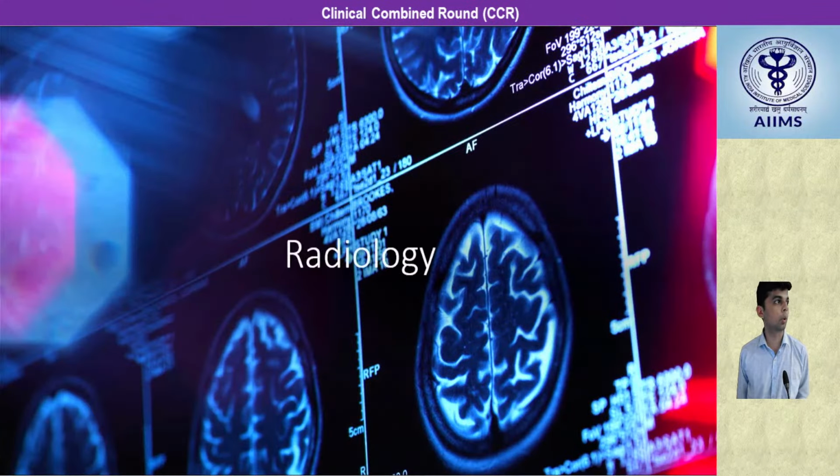So following a routine protocol, we moved on to begin with our X-rays for these patients. And I would like to call our SR from radiology for this.